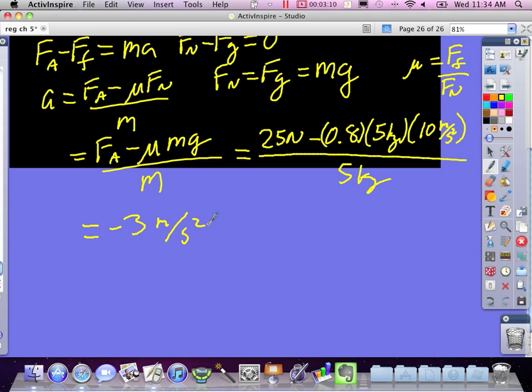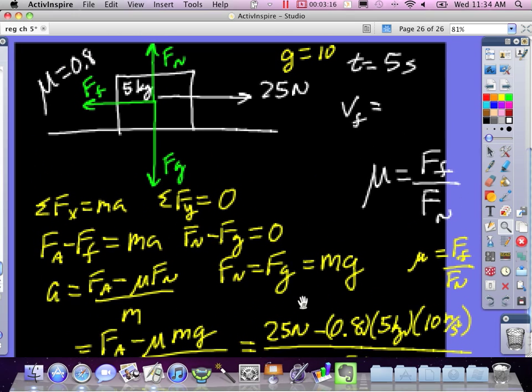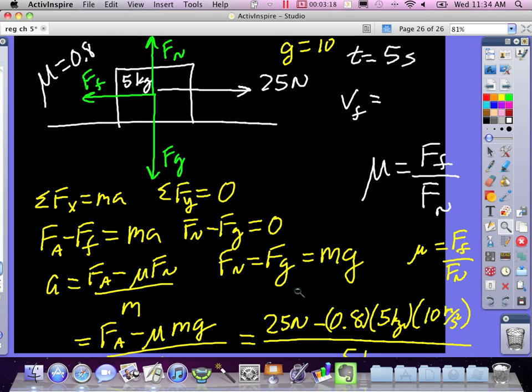And what does that tell me? And this is being recorded, so I will post it. So if you miss it, you can get it then. What does that tell me about what's happening with this box? It's going to do what? Yeah, the acceleration means it's going negative. But what does that mean about, like, what is true about friction, which we talked about yesterday?